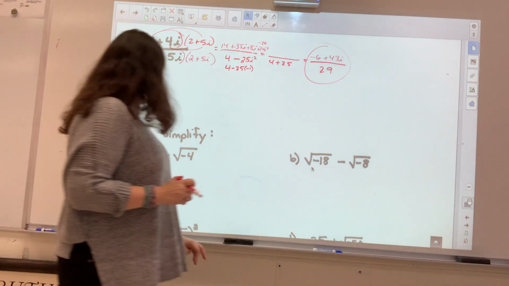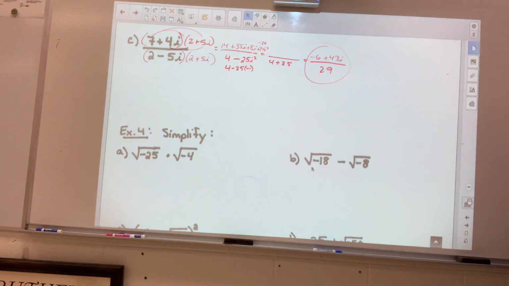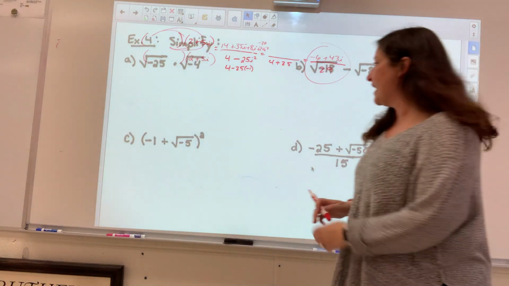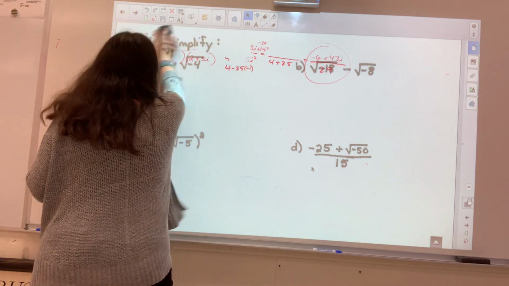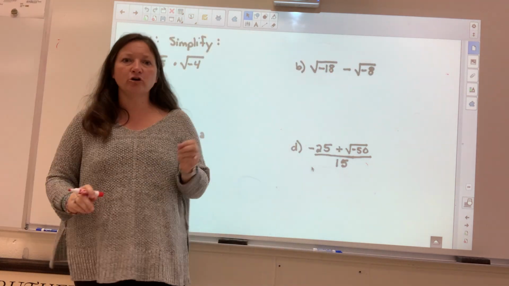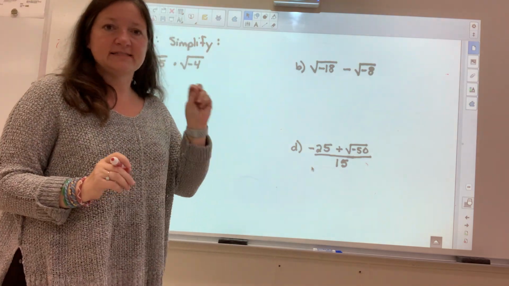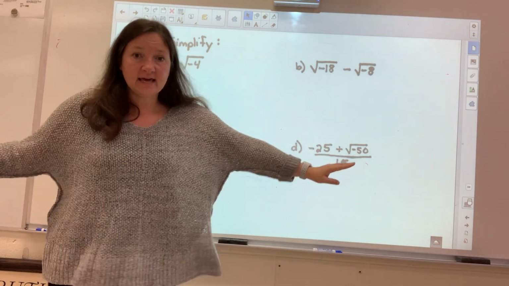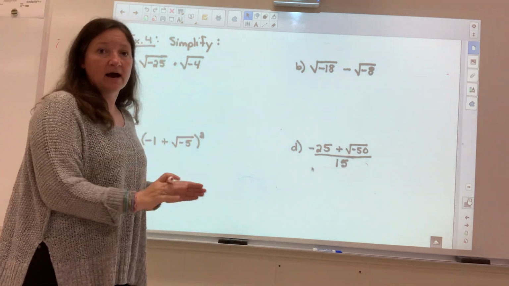So we're going to move on to example 4. In example 4, we have to simplify square roots that have negatives. I want everybody to hear this. The first thing you always do is take out the i. Before you add, before you multiply, before you do anything, you always take out the i.